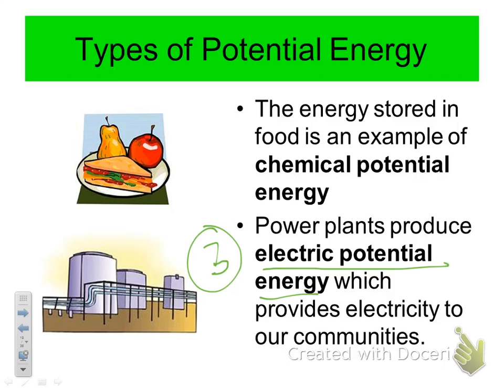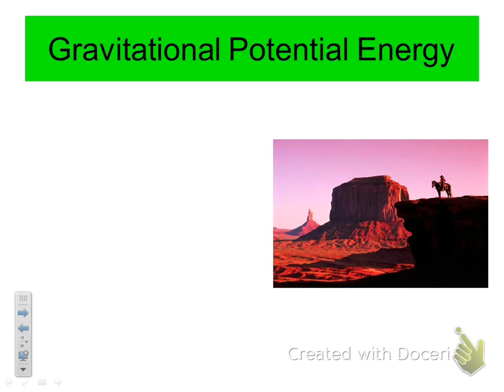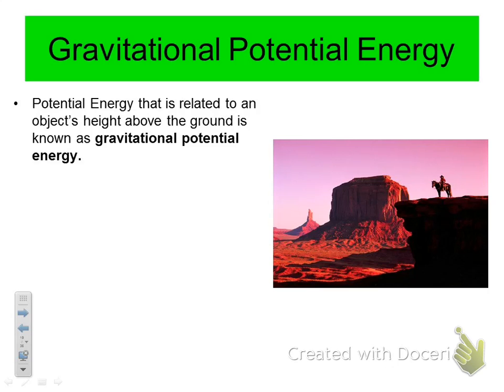Back on track. As we look at number 4, the next type of potential energy is going to be gravitational potential energy. All right, so potential energy is related to the object's height above the ground. It doesn't only depend on height, but that's one of the things that it depends on.